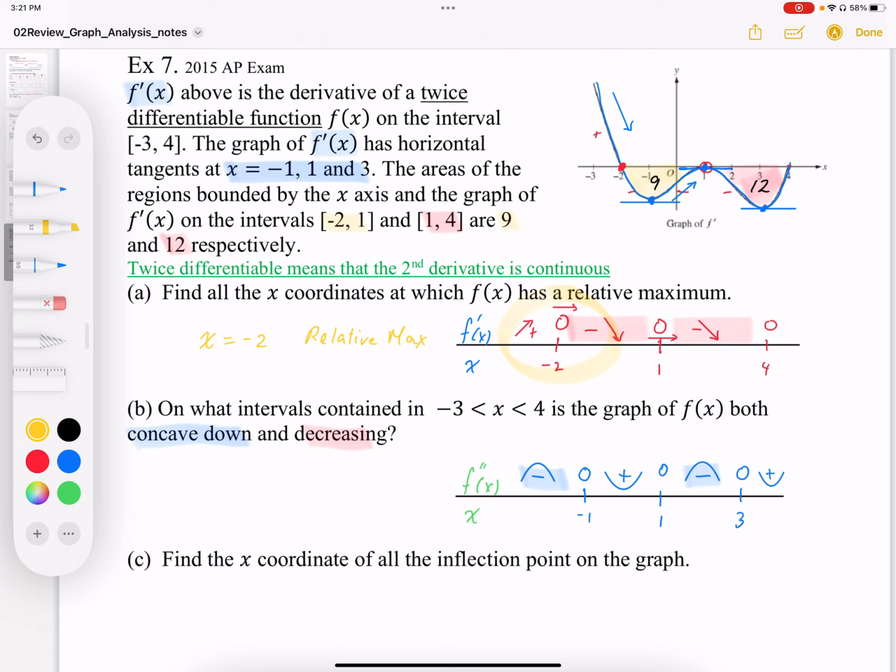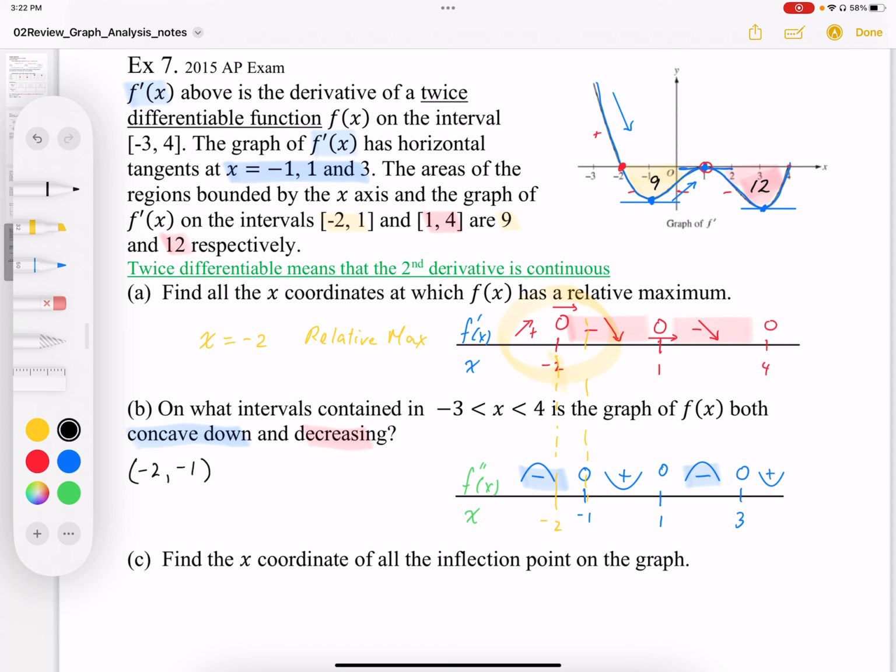Okay, I'm going to do this in yellow. So between this point here and this point here, between -2 and -1. Okay, so it's concave down and decreasing in the interval -2 to -1.